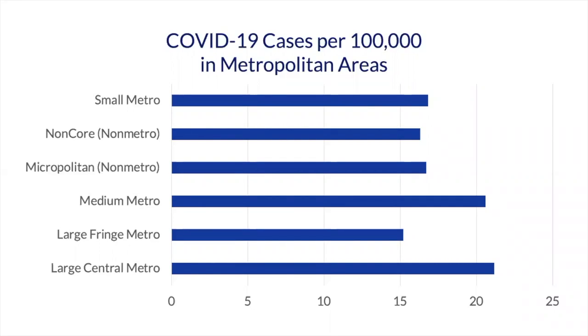At the same time, there are some states where rural communities are actually the ones experiencing disproportionate infection rates, often because of local outbreaks and exacerbating underlying conditions. As we can see here, the highest cases per 100,000 people occur in large central metro areas, but we also see the third highest case rate in non-metro or rural areas. The different case rates here show that it is not only urban areas experiencing high infection rates.